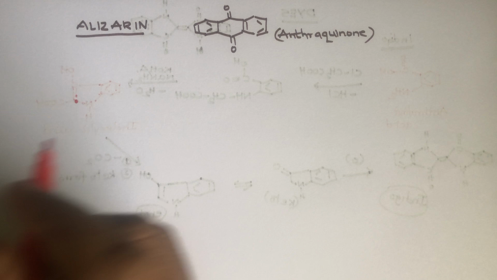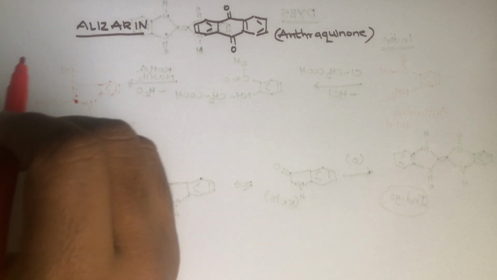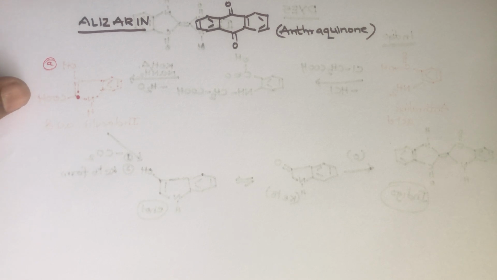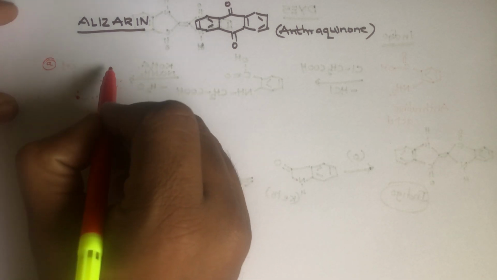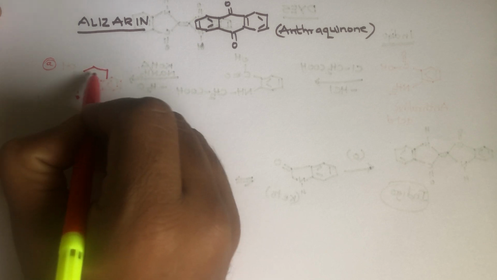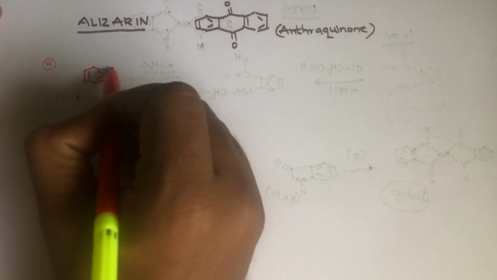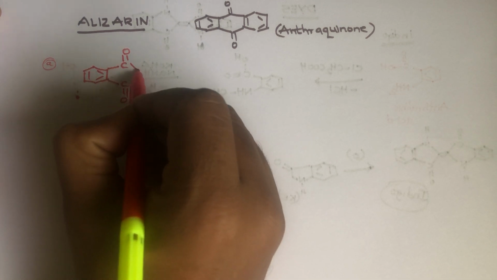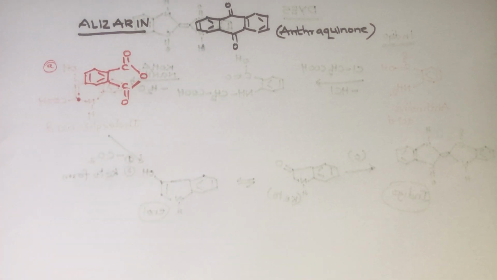Okay. So first, phthalic anhydride is treated with benzene in presence of aluminium chloride. Phthalic anhydride, you know the structure of phthalic anhydride? Benzene, C double bond O, C double bond O. This is phthalic anhydride. Phthalic acid undergoes dehydration to give you this phthalic anhydride.